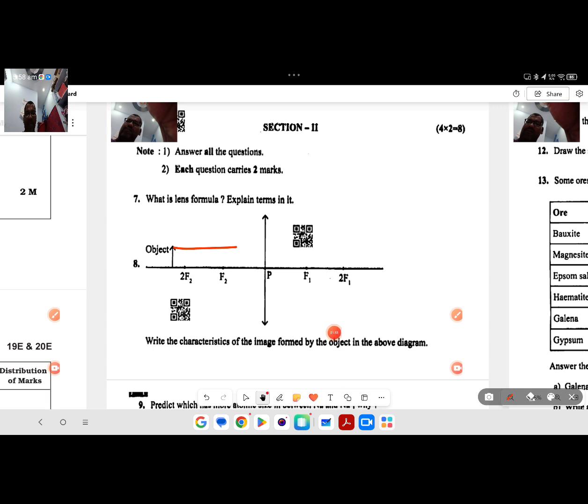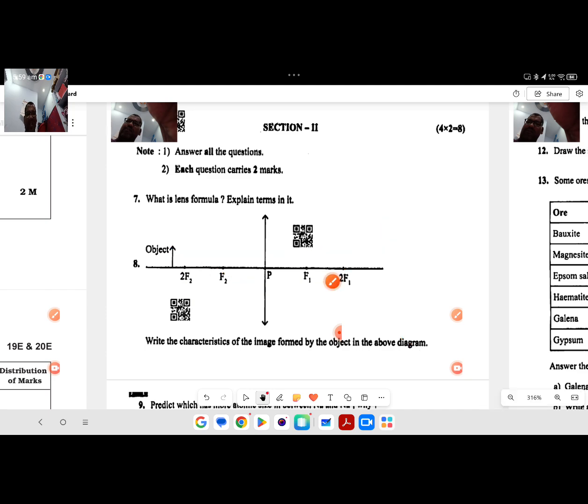Take a ray parallel to the principal axis. After refraction, it passes through the focus, right? Then the ray passing through the focus after refraction goes parallel to the principal axis. So you'll get the image between F1 and 2F1, right? Because the object is beyond 2F2, you'll get the image between 2F1 and F1. What type of image will you get? Real image, inverted image, and diminished image, right?